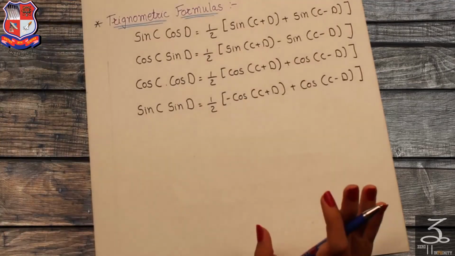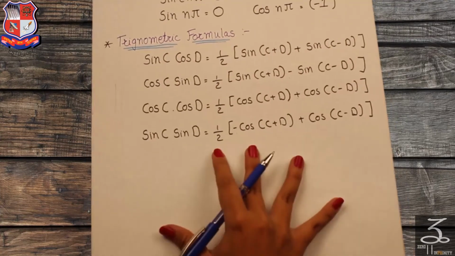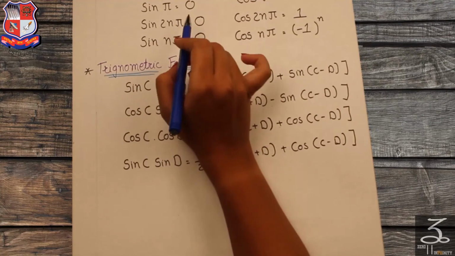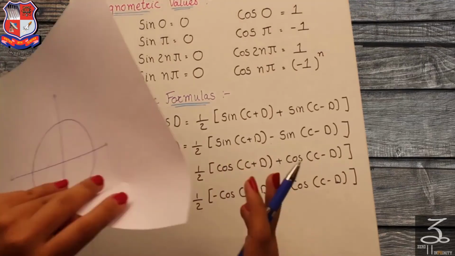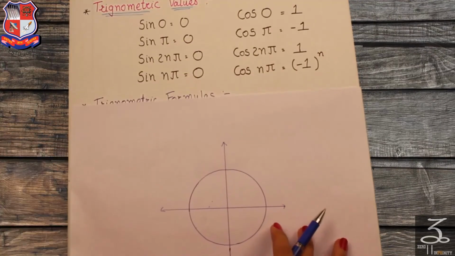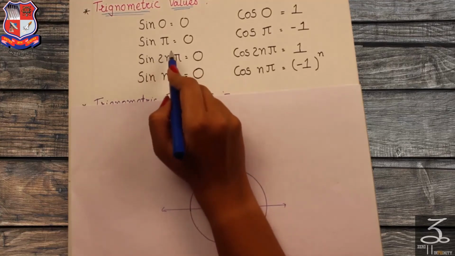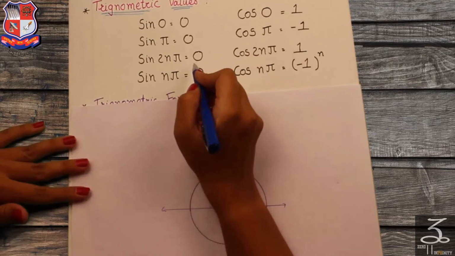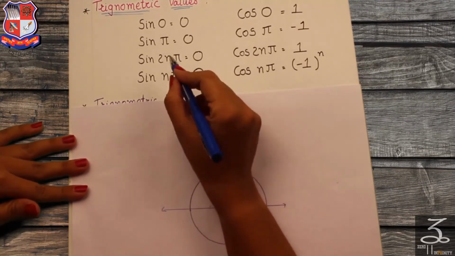Now moving to some of the important concepts of trigonometric values that are useful in Fourier series. Now what is meant by trigonometric values? That is the values of sine and cos. The value of sine 0 is 0, the value of sine pi is 0, the value of sine 2n pi is 0, the value of sine n pi is 0.